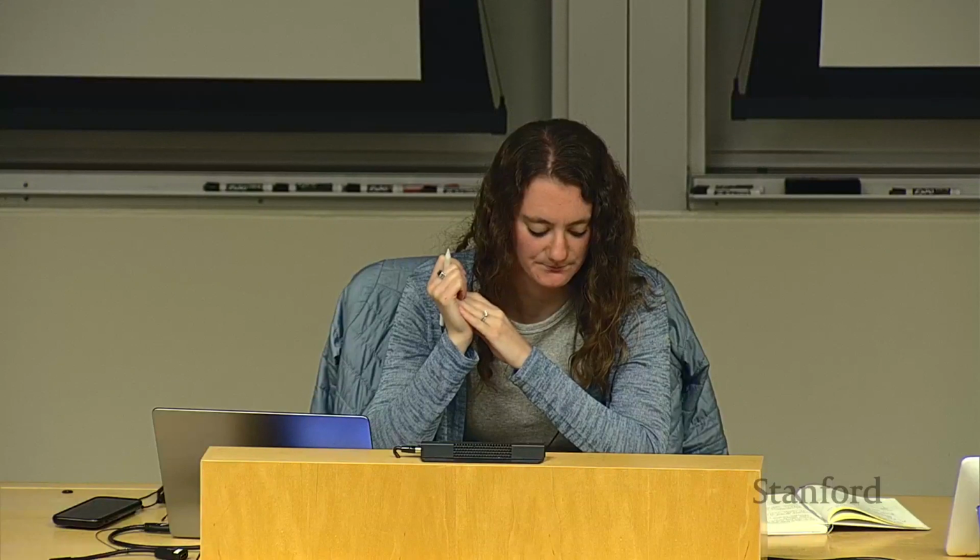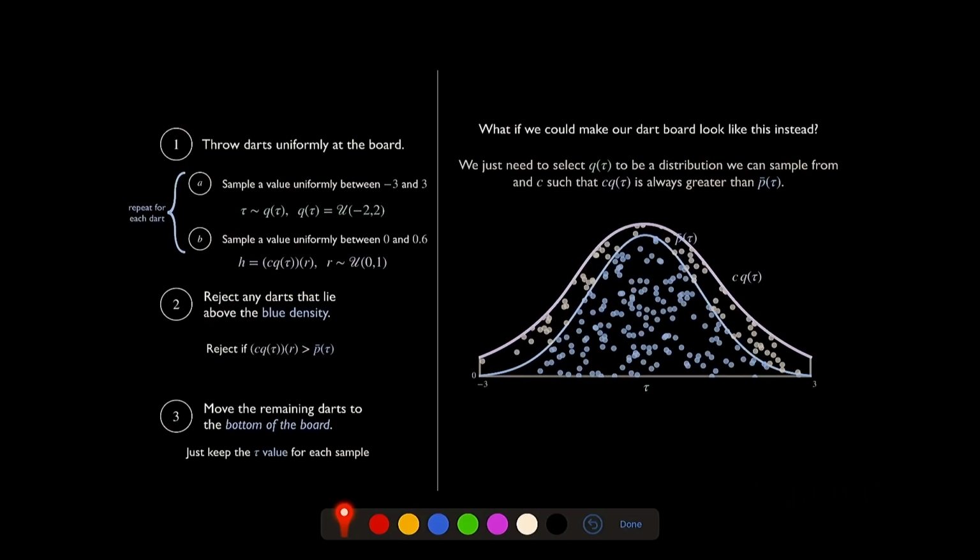Notation question in general. Why are we not saying h is larger than p bar tau? If you remember, h can depend on tau. In this case, the height of the board depends on tau. The height at this tau is different from the height at this tau. So it's h of tau. You could say h of tau if you wanted to. Okay, and then h of tau would just be equal to some constant times q of tau.